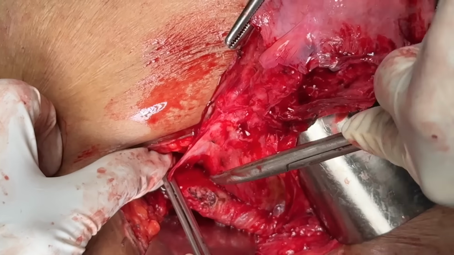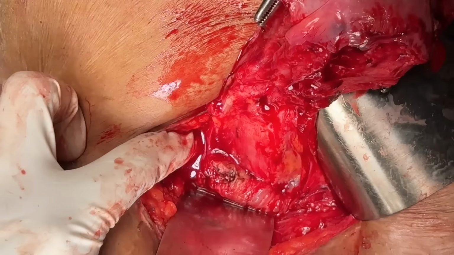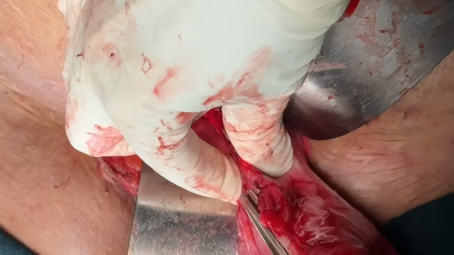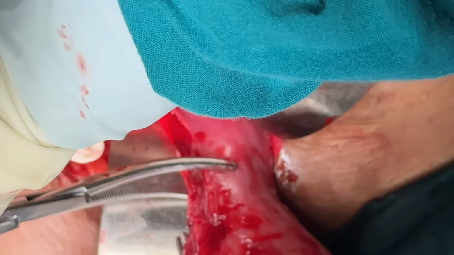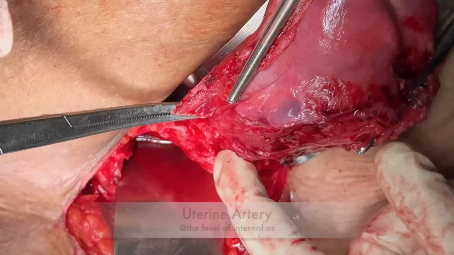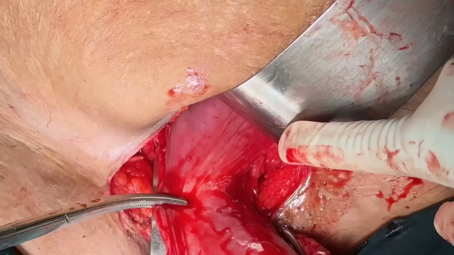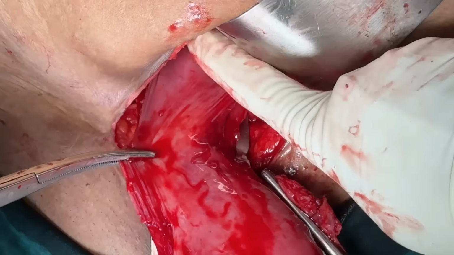Now we have separated the bladder entirely from the cervical surface, and then we retract it with the retractor and then go ahead to do the uterine artery ligation. So uterine artery is done at the level of internal os of the cervix. Don't go down, follow the landmarks.